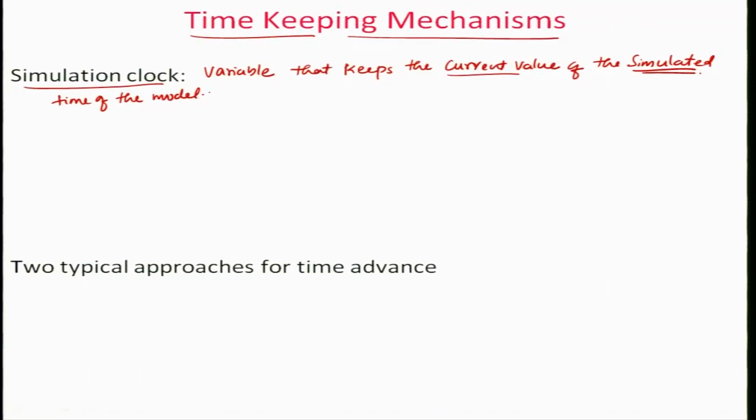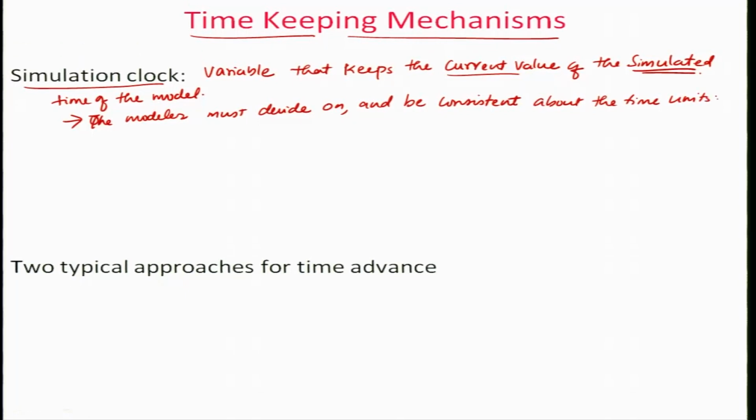Okay. So, this is a variable that keeps the current value of the simulated time of the model. What it does is, the modeler must decide on and be consistent about the time units. So, if you say that I am going to study the system in minutes, then stick with minutes, do not keep on changing things here and there.